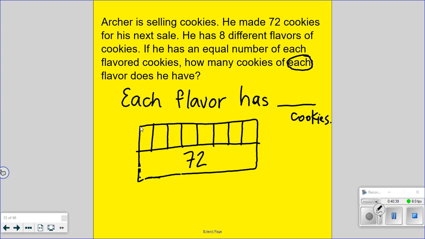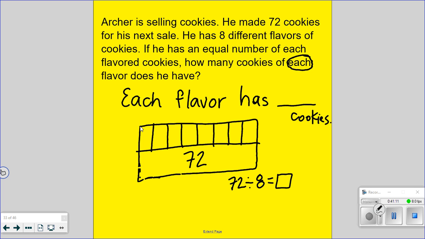What equation matches that model? Marley? Let me think. 72 divided by 8. 72 put into 8 groups equals box. We now know 100% it's a division equation.